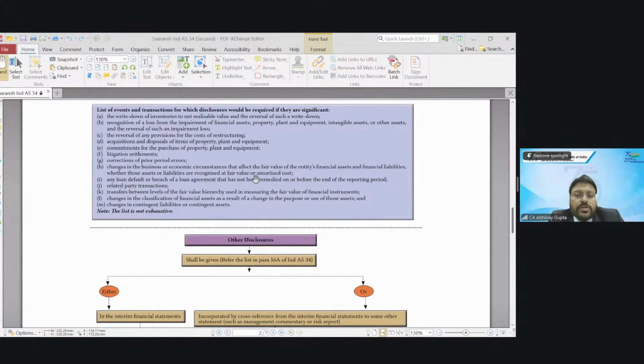Changes in the classification of the financial assets as a result of a change in the purpose of the use of those assets. So all such material changes, which are getting recorded or impacted in your quarterly results, need to be explained in the notes to accounts or the disclosures, so that users of the financial statements will be able to comprehend what exactly has happened during the quarter. That's the sole purpose of quarterly reporting, right?